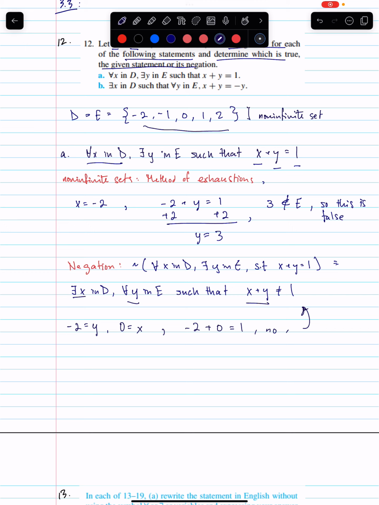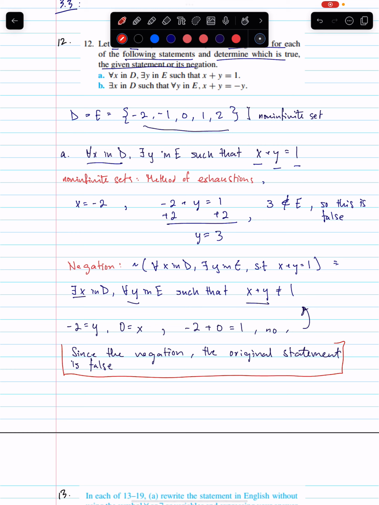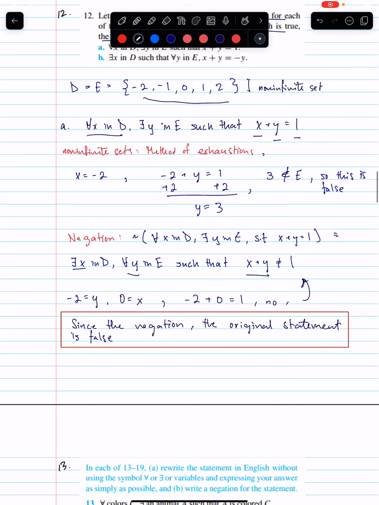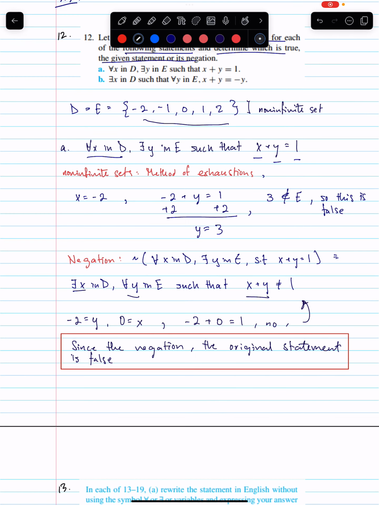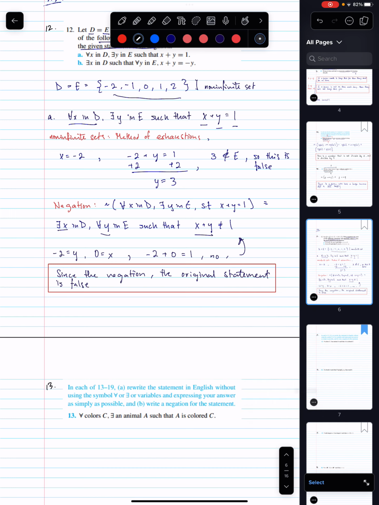And since the negation is true, the original statement is false. That's called proof by counterexample, I believe, or proof by contradiction, I think, is one of the two, where you disprove something by proving the negation of it. Right, so now on to B.